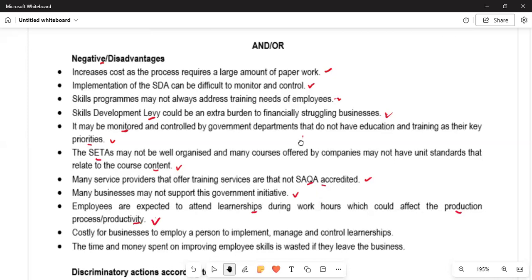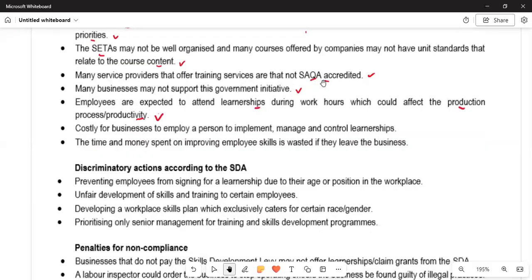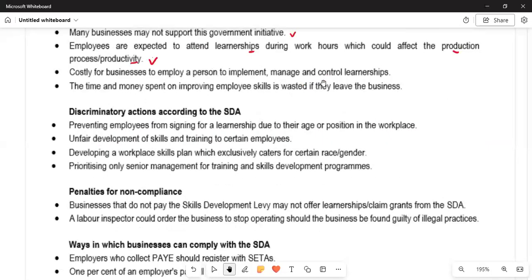It is costly for a business to employ a person to implement, manage and control learnerships. So businesses are to appoint someone who is going to make sure that there is an implementation of this process. By so doing, they are forced to incur some expenses to pay such a person that they appoint to make sure that there is implementation.